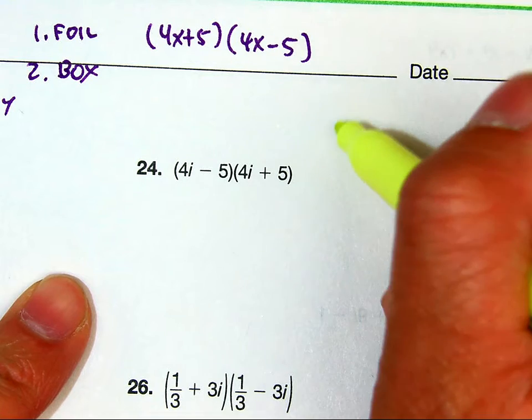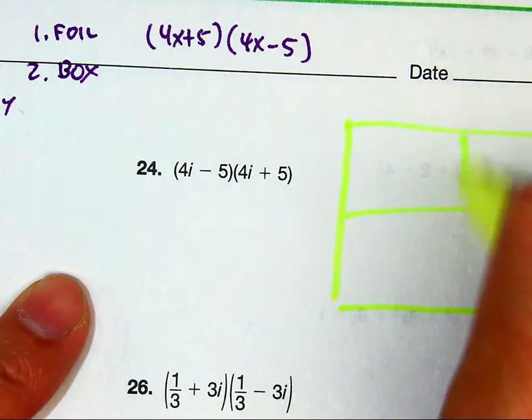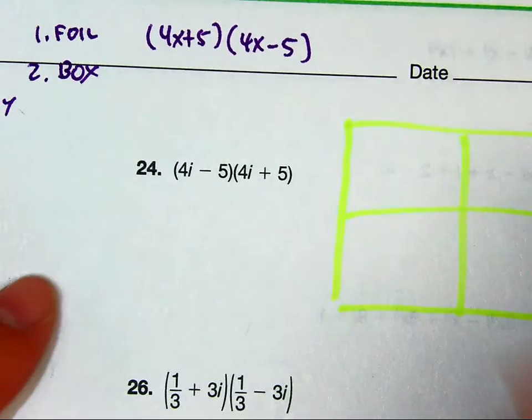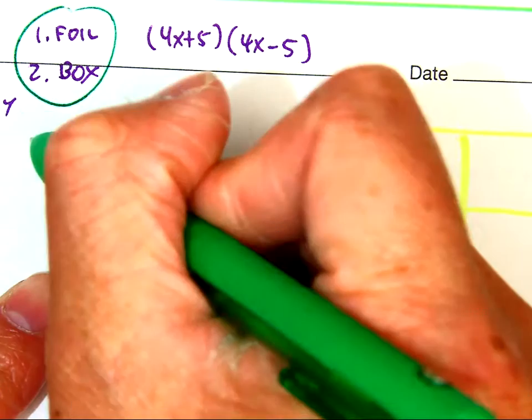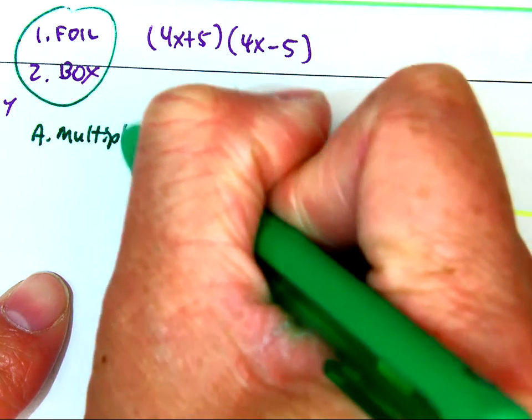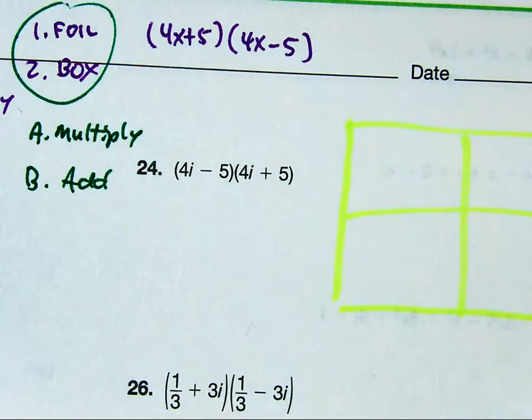So, I'm going to draw a box. And it's actually a way to just keep us organized. It doesn't matter which method you're going to do. You're going to multiply first. Everyone say multiply. And then the next thing we'll do is add. Everyone say add.